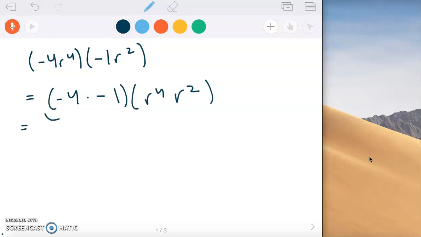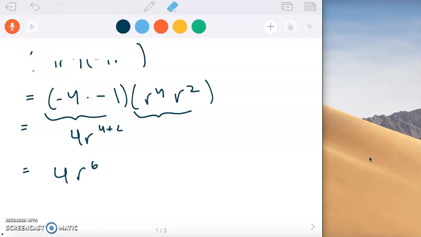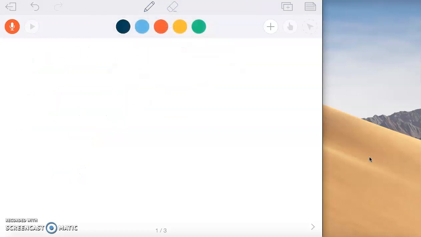So we know that negative 4 times negative 1 is positive 4. And when we're multiplying variables like this that are the same, we add their exponents. So we have r to the 4 plus 2, which is r to the 6th. So our final answer for this one is 4r to the 6th. All right, let's look at another example.